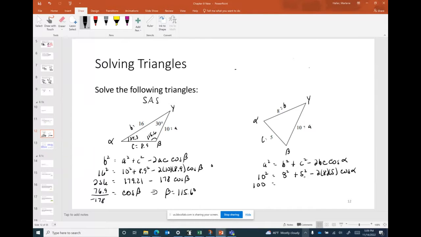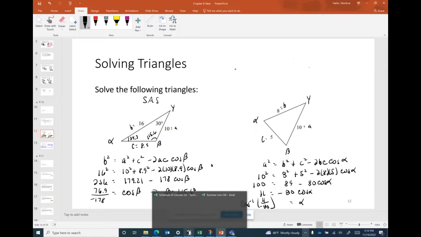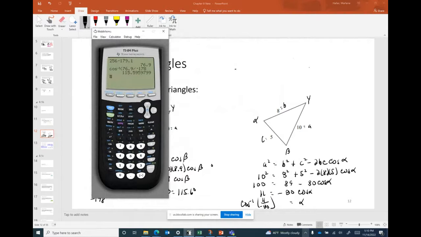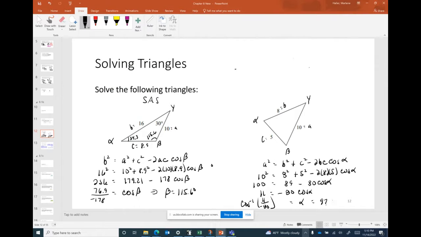All right, so 100 is 64 plus 25, is that 89? Minus 16 times 5, that's 80, times the cosine of alpha. Subtract that 89, so 11 is negative 80 cosine alpha, right? So then alpha is going to be the inverse cosine of 11 over negative 80. Let's see what that is. Inverse cosine of 11 over negative 80. It's 97.9 degrees. I could round it up to 98, but I think I'll keep it there. All right, so that's our alpha, 97.9.